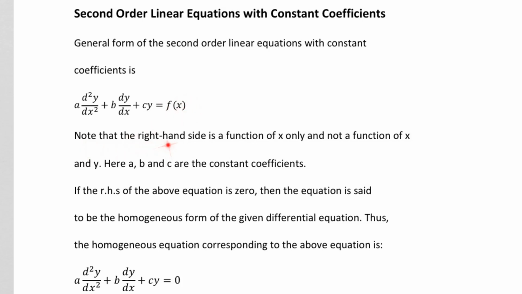Note that the right hand side is a function of x only and not a function of x and y. Here a, b and c are constant coefficients. If the right hand side of the above equation is 0, then the equation is said to be the homogeneous form of the given differential equation. Thus, the homogeneous equation corresponding to the above equation is as shown here. This f(x) has been replaced by 0 to make it homogeneous.